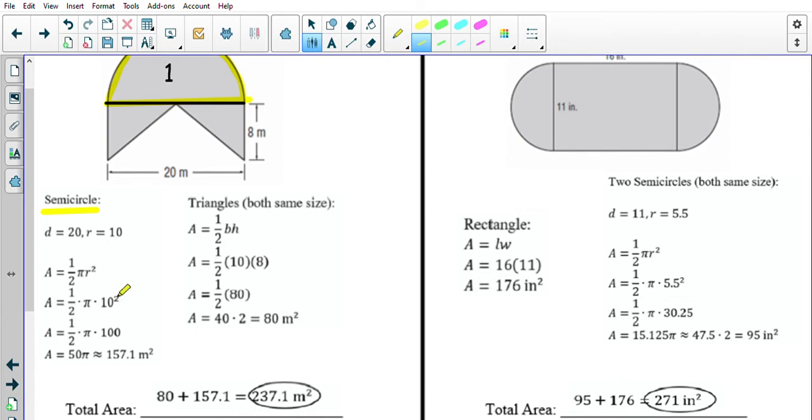10 squared is 100. Half times 100 is 50 pi for that semicircle. That's about 157.1 meters squared. We'll just round to the nearest tenth. So that is the semicircle.